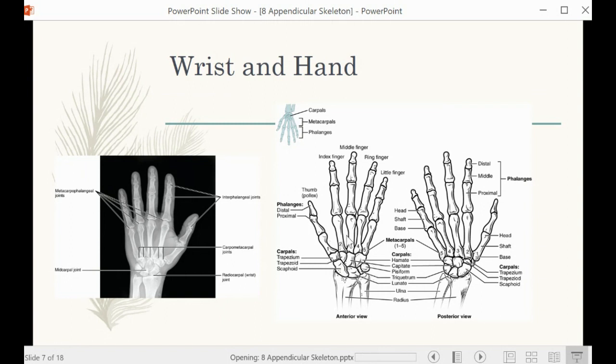And then you have the metacarpals. The metacarpals are in the hand. They're covered in the skin right here. That forms the palm of your hand. And we number them 1 through 5, starting with the thumb. So over here would be 1, 2, 3, 4, 5.